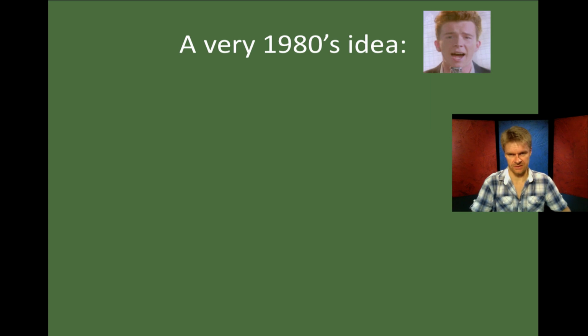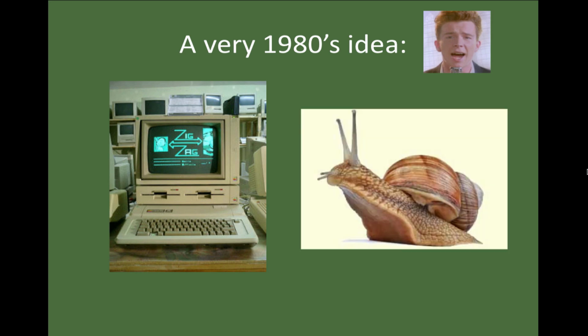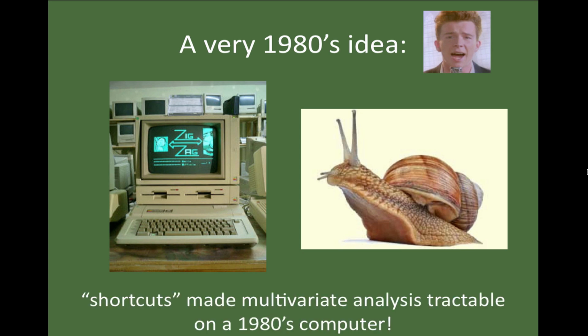So strictly speaking, all those methods weren't developed in the 80s, and there was actually a pretty continuous sort of development of methods in multivariate analysis since the 80s, but they're all based on a very 1980s idea, and that's that computers used to look like this in the 80s, they used to work like this, so if we were going to use them to do multivariate analysis, we need to take shortcuts.